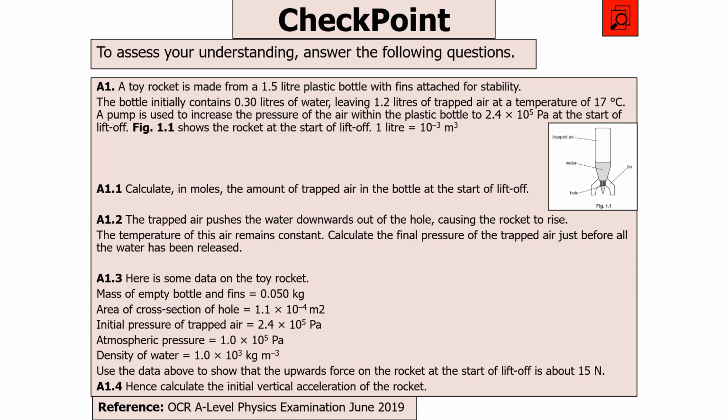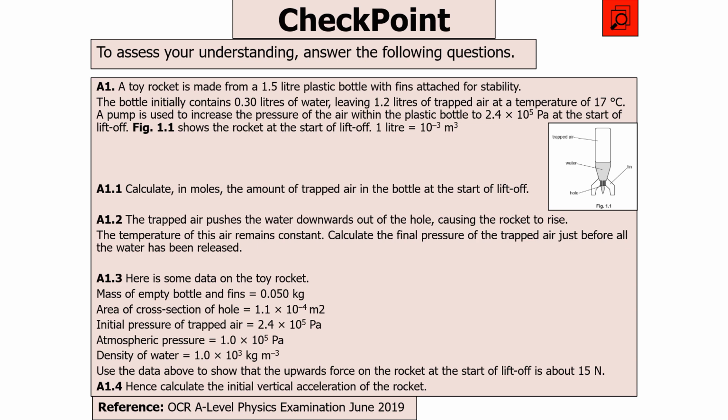In the next question, a toy rocket is made from a 1.5 litre plastic bottle with fins attached for stability. The bottle initially contains 0.30 litres of water, leaving 1.2 litres of trapped air at a temperature of 70 degrees Celsius. A pump is used to increase the pressure of the air within the plastic bottle to 2.4 times 10 to the 5 pascals at the start of liftoff. Figure 1 shows the rocket at the start of the liftoff.